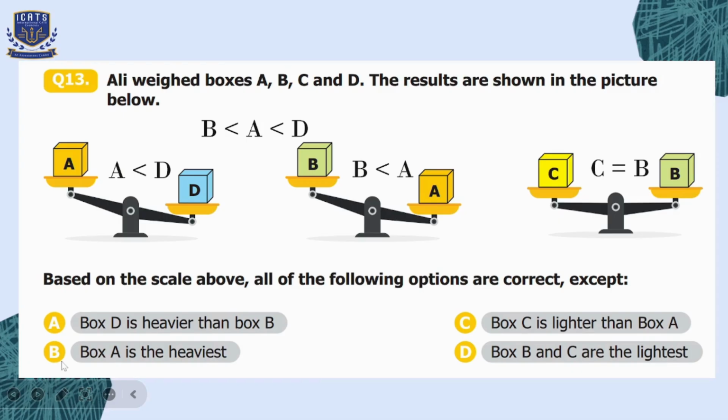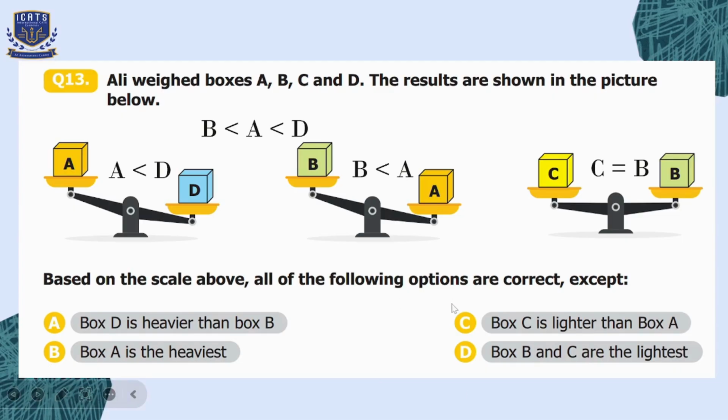Now let's check option B. Box A is the heaviest. Box A is not the heaviest actually, because box D is the heaviest. In the first scale, we have noted that box A is lighter than box D. So option B is the incorrect statement.